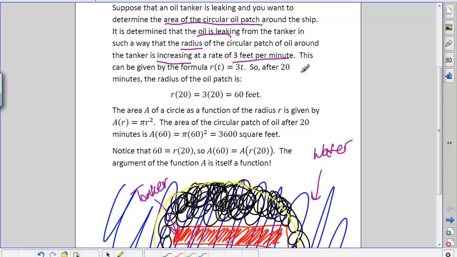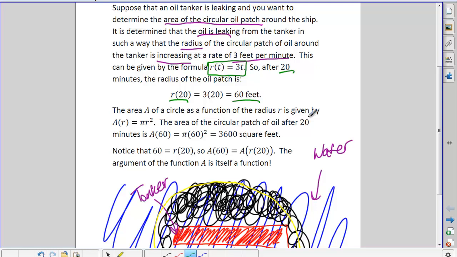So the size of that patch of oil really depends on how long it's been leaking, right? And so we could set up a little formula for the radius of that circular patch of oil and say that R of t, that's the radius after a certain amount of time, is 3t, that's 3 feet per minute. So for instance, after 20 minutes, the radius of the oil patch, R of 20, is, multiply that by 3, you get 60 feet. So, if we want to talk about the area of the circular patch of oil, we're going to talk about, well, how long has it been leaking, right? The longer it's leaked, the bigger that patch of oil. Okay, I hope you're with me so far.